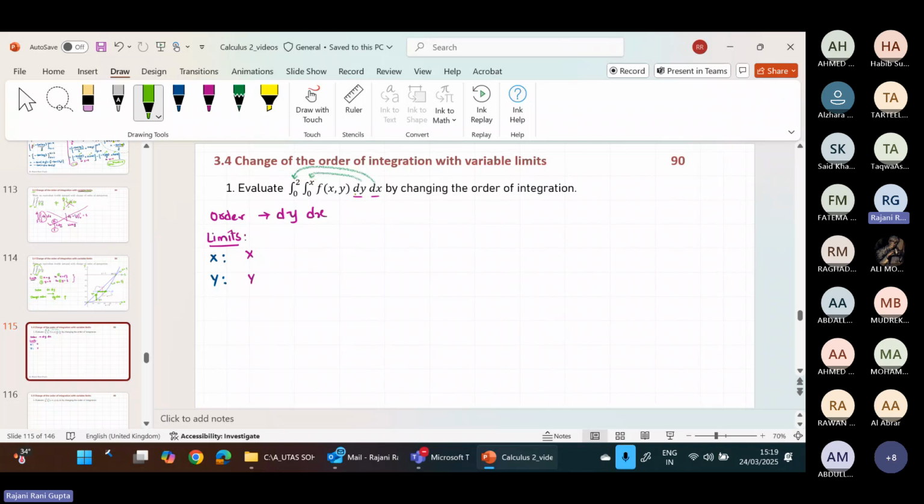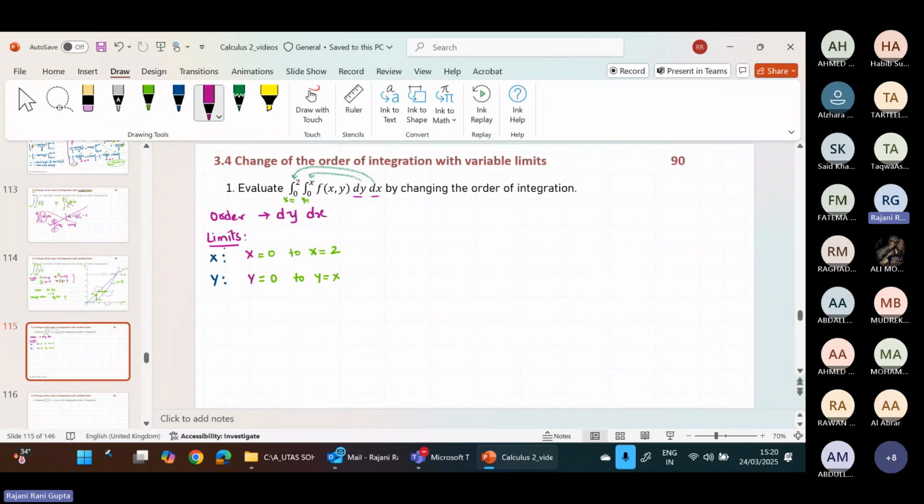Now it is dy dx. So what are the limits for y? This inner integral: y varies from 0 to y equal to x. Okay, good, I got the answer now. These are the limits for x. X varies from 0 to x equal to 2.